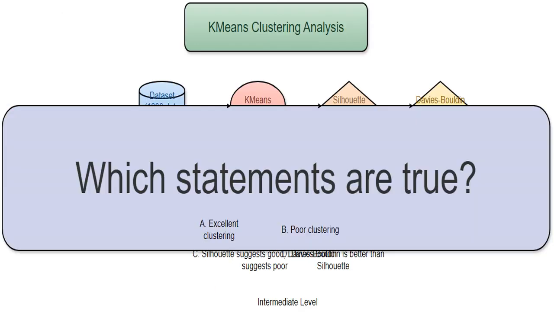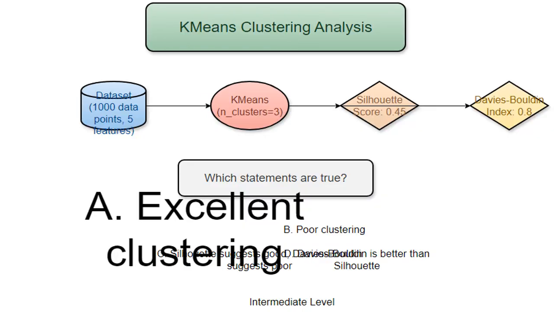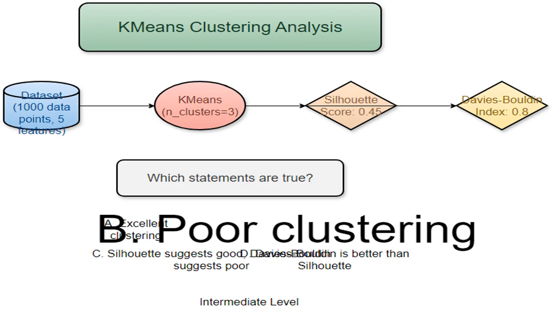I need to determine which statements accurately reflect how good my clustering is, based on these 2 scores. This is incorrect because the Davies-Bouldin index shows significant overlap between the clusters. My clustering isn't excellent. The Davies-Bouldin index supports this. However, the silhouette score suggests it's not entirely terrible. So, this statement is too absolute.